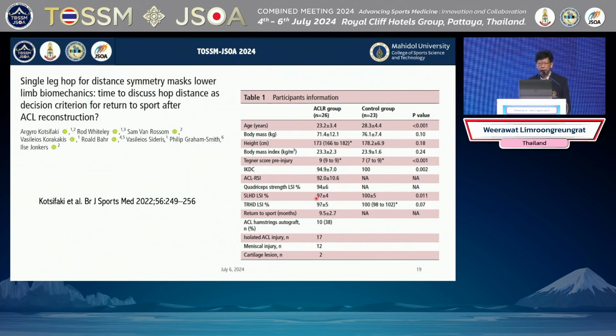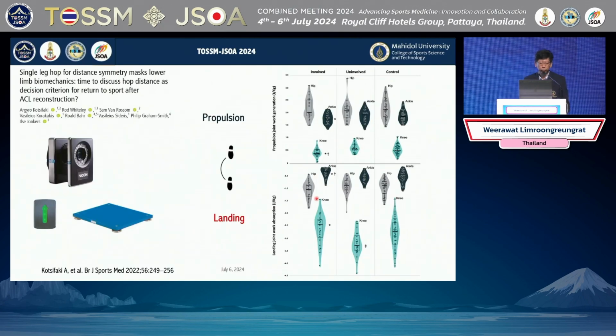So in the standard motion analysis lab, they use 12 Vicon cameras, an EMG analysis system, and force plates. I'm not going to go into details on those things. But what happened is the single leg hop is going to be split into propulsion and landing. The green line is the knee joint. The top one is the propulsion phase, and the landing phase is on the bottom one. If we're looking at that, the first row is the involved, which is the ACLR group, the second one is the uninvolved, and the last one is the control.